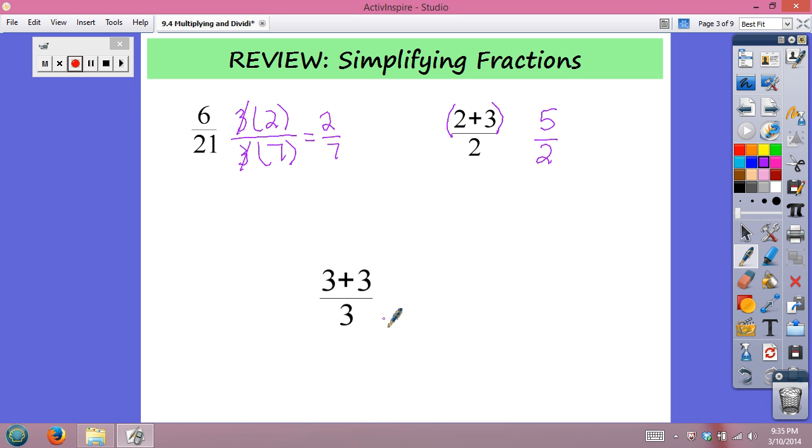And below, similar but different, we have two 3's up here. So this would be the same thing as writing 2 times 3 divided by 3. Again, we are multiplying all of our terms here and dividing, so we are able now to cancel those 3's out, and we're just left with 2.